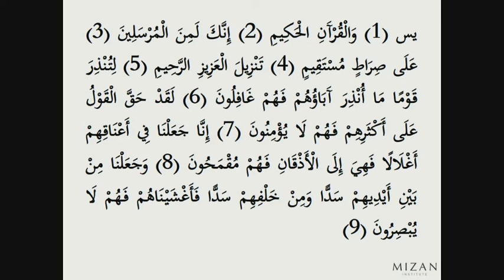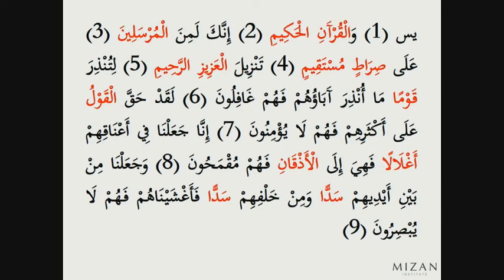Next one. إِنَّا جَعَلْنَا فِي أَعْنَاقِهِمْ أَغْلَالًا فَهِيَ إِلَى الْأَذْقَانِ فَهُمْ مُقْمَحُونَ. Which one? أغلالا. You can see أغلالا, a tanween ismun. Next one. Al-adhqani. You can see alif lam. Ismun. Next one. وَجَعَلْنَا مِنْ بَيْنِ أَيْدِيهِمْ سَدًّا وَمِنْ خَلْفِهِمْ سَدًّا فَأَغْشَيْنَاهُمْ فَهُمْ لَا يُبْصِرُونَ. Where? Saddan.